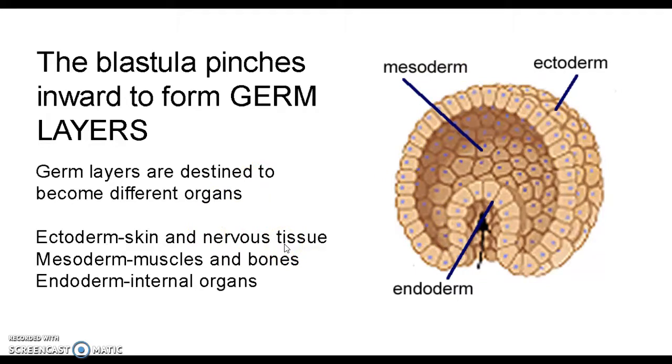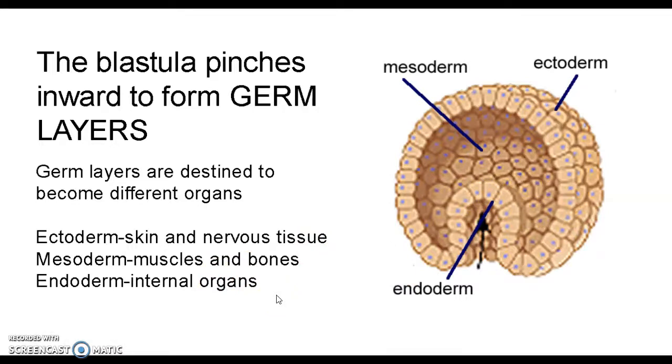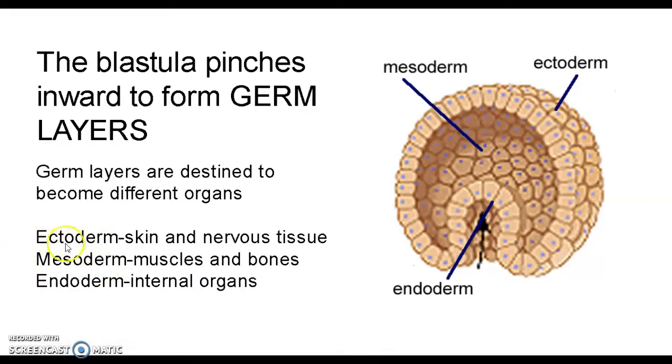Mesoderm is in the middle, and it's destined to become muscles or bones. Endoderm becomes the internal organs like the intestines and stomach and liver. So when I think of the difference between ectoderm, mesoderm, and endoderm, endo is in, so your innermost organs. And then I think mesoderm, muscle. And ectoderm, I think C comes before N, so C would be the outermost layer, the first layer on the outside of that blastula.